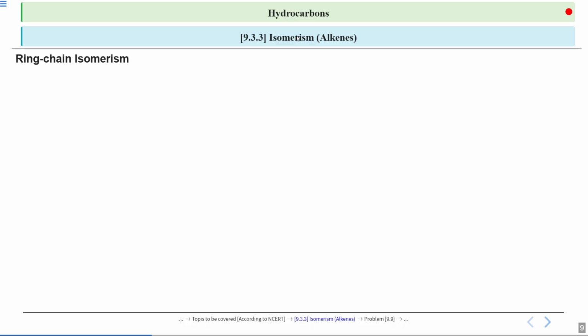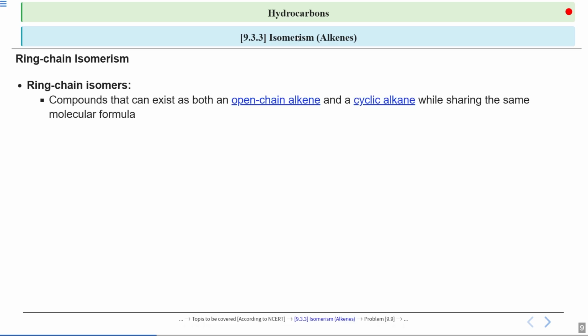Now moving on to ring chain isomerism. This is the isomerism exhibited by compounds which can exist in a ring structure as well as an open structure. So let us look at the definition of ring chain isomers. These are compounds that can exist in both an open chain and a cyclic form while having the same molecular formula. This is an interesting aspect of organic chemistry that shows the versatility of carbon compounds.